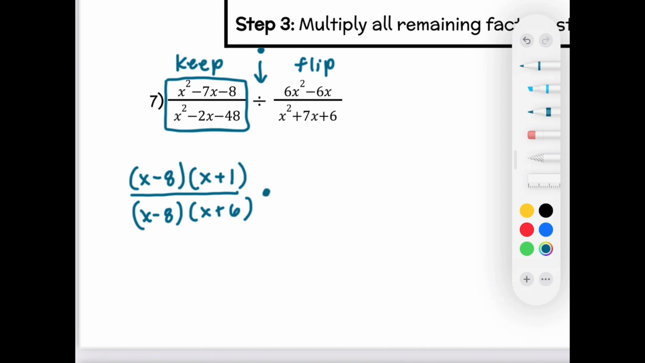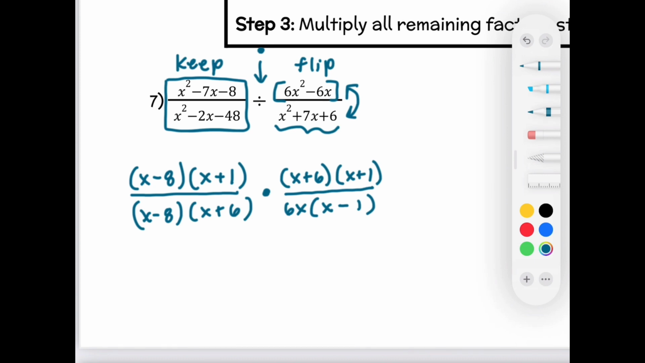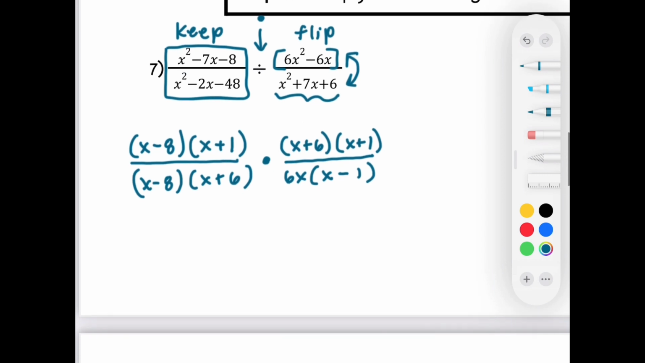All right, we changed to multiplication, and then we're going to flip the second fraction. So that looks like we're going to change what's on top and what's on the bottom. So this is my new numerator. I'm going to factor that. What multiplies to 6 and adds to 7? That'd be x plus 6, x plus 1. And then on the bottom, now we have this. That one just has a GCF of 6x. So x minus 1 is what's left. Then we look for anything that will cancel out. So we have x minus 8 on top and bottom.